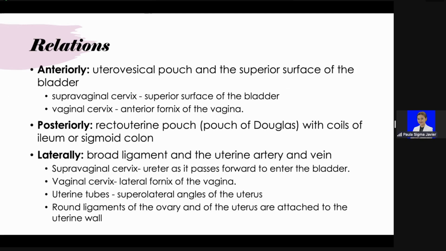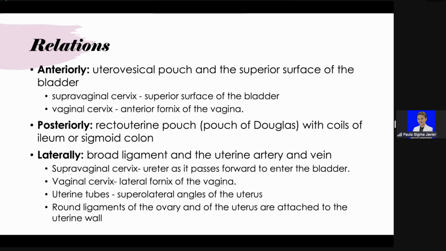Posteriorly, another reflection of the peritoneum, which is the rectouterine pouch, is related to the uterus. Also, the rectouterine pouch is also called your pouch of Douglas. In some cases, it is also referred to as the cul-de-sac. It is also related posteriorly with coils of ileum or sigmoid colon.